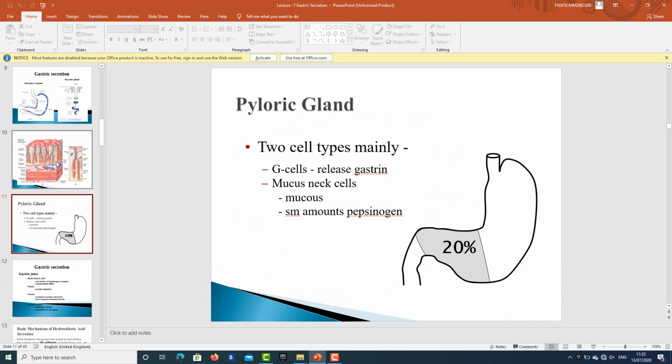Now the pyloric glands and oxyntic glands, the percentage you should all know: 80% and 20%. In the pyloric gland there are two cell types, the G cells releasing gastrin and the mucous neck cells releasing mucus and some pepsinogen.